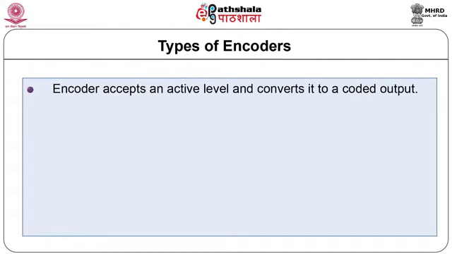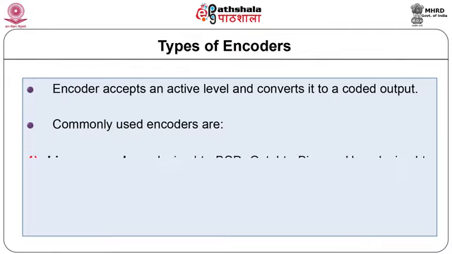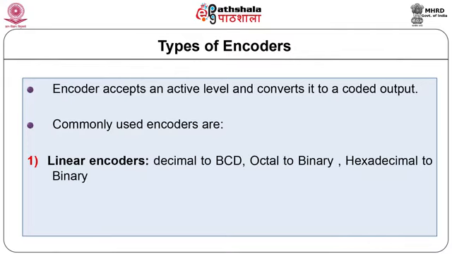An encoder accepts an active level on one of its inputs representing a digit such as a decimal or octal digit and converts it to a coded output such as binary or BCD. Some commonly used encoders are: first, linear encoders such as decimal to BCD, octal to binary, hexadecimal to binary, where the number of inputs is less than 16 and which implement normal encoding. And the second example is priority encoders.